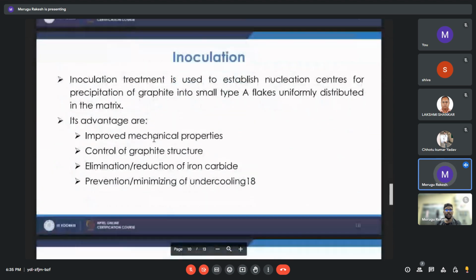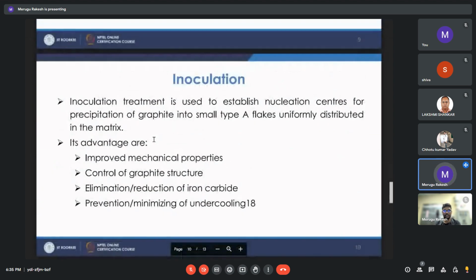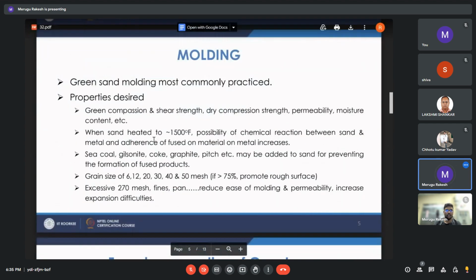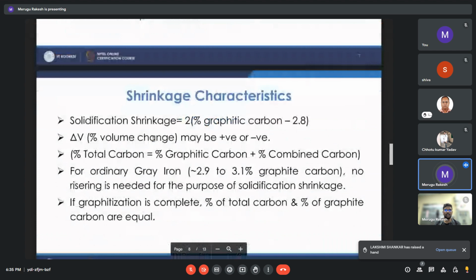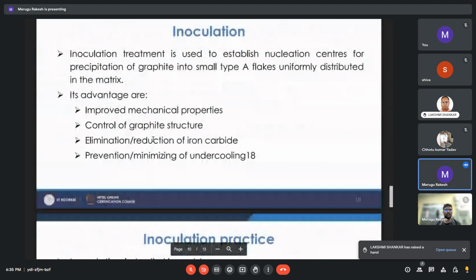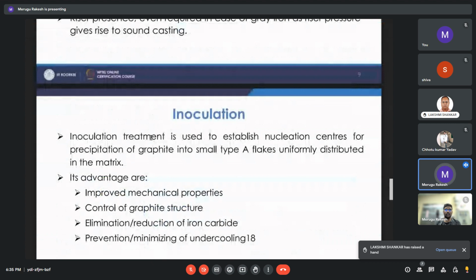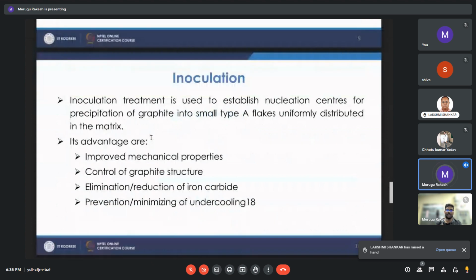So then comes the inoculation. We have just discussed the molding, then fluidity, then shrinkage characteristics, then we are discussing the inoculation, and finally we will discuss the heat treatment. So the inoculant is nothing but some substance which can nucleate the primary phase.